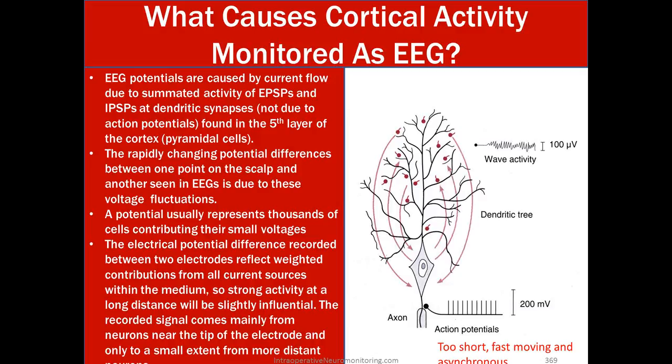A potential usually represents thousands of cells contributing their small voltages. The electrical potential difference recorded between two electrodes reflects weighted contributions from all current sources within the medium, so strong activity at long distances will be only slightly influential. The recorded signal comes mainly from the neurons near the tip of the electrode and only to a small extent from more distant neurons. So that's an important piece of information: we are recording over just the most distal area close to the recording electrode, so we don't have a whole lot of gross coverage. That's why we use so many different electrodes for EEGs, because we're taking small snippets of area and recording the dendritic activity over that specific area.